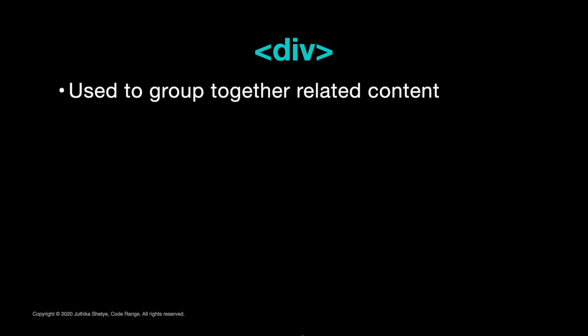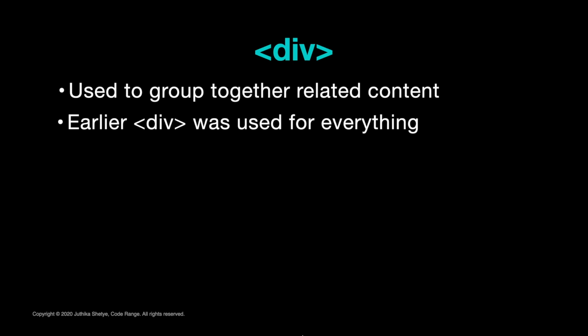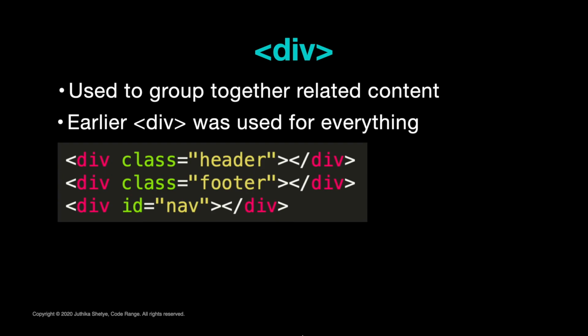Now let's talk about the most commonly used HTML element, that is the div element. It is used as a generic section to group together related content. Earlier, divs used to be the most popular tag. You would use the div for everything. And these divs almost always had some sort of special class or ID associated with them. So for instance, one div might have the class of a header, another the footer, another the navigation bar.